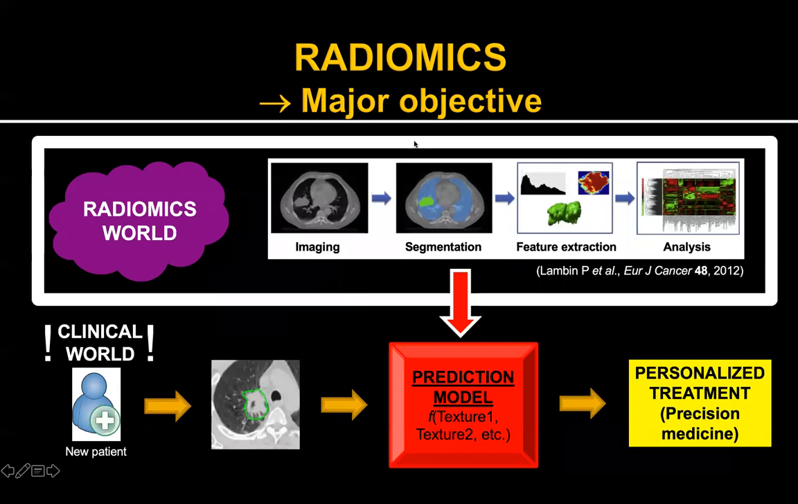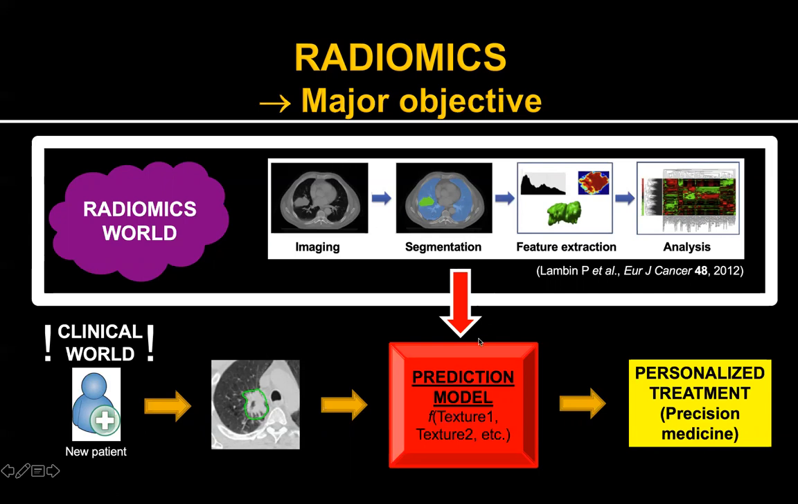So the major objective of radiomics, if I can reiterate, is in the end, in my opinion, to do personalized treatment, to go towards precision medicine. In this radiomics world, basically, as we previously said, we do imaging, segmentation, feature extraction, then analysis. What we want to ultimately build here is a prediction model.